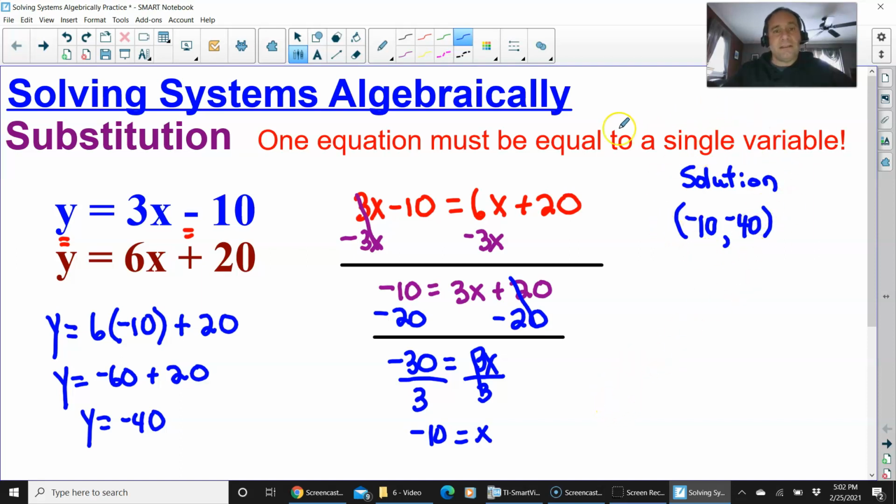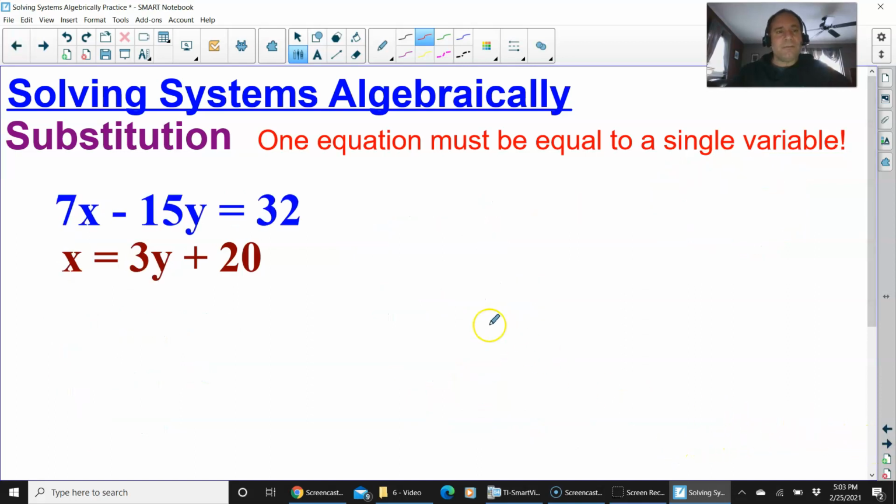That is your answer. This is what you are asked to find. This is the intersecting point of both of these lines. If you graph them, you would see them intersect at negative 10 and negative 40. Right? And so let's go on to another problem.